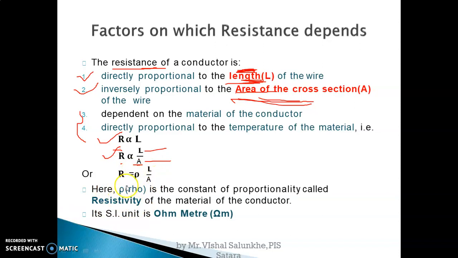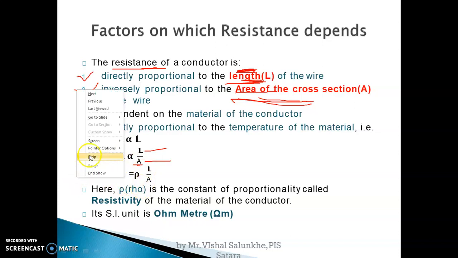Here we got two very important factors which can heavily affect the resistance. First, length, which affects directly: if you increase the length, resistance will increase. Second, area, which affects inversely: if you increase the area, resistance will decrease by increasing the current. So one constant is called resistivity. What is resistivity in this case? How do we define resistivity?